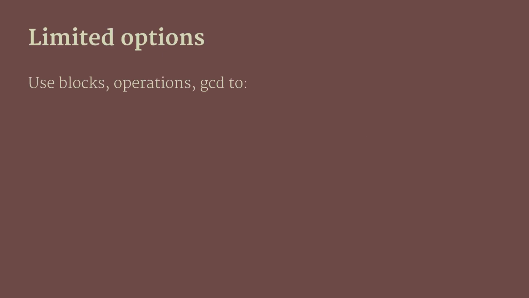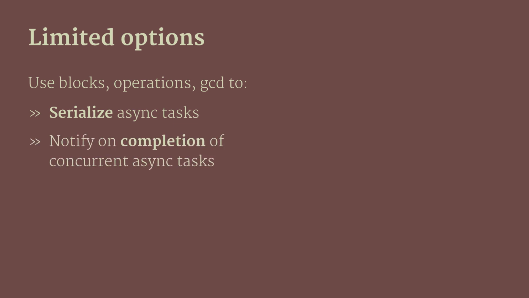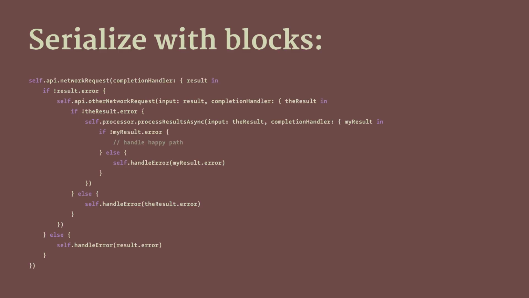Well, we can use blocks, operations, and Grand Central Dispatch to do a couple things. We can serialize asynchronous tasks to create a formal relationship. And we can notify on completion of concurrent asynchronous tasks. So we'll look at what I mean by that. So we can serialize with blocks, and we've all seen a lot of this where it just starts cascading off to the right-hand side of your screen.